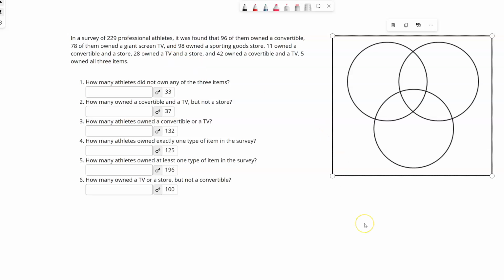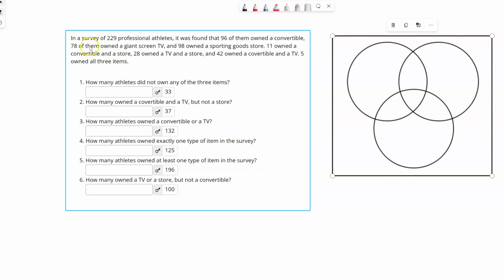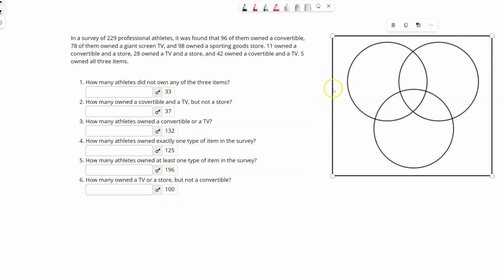Let's take a look at this problem we can solve with a three-circle Venn diagram. We have a survey of 229 professional athletes and what they owned: a convertible, a giant TV, or a sporting goods store. Then we have some follow-up questions, and I have the answers here so that we can verify as we create this.